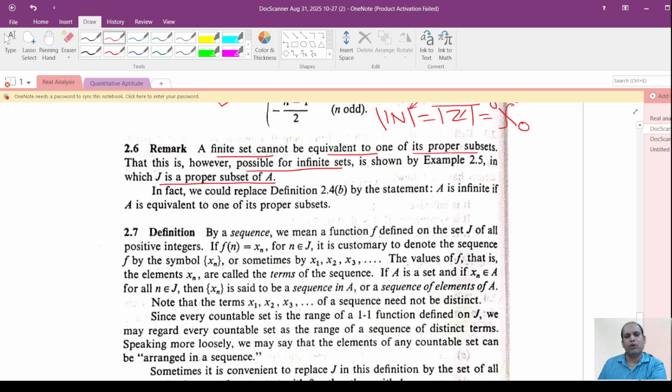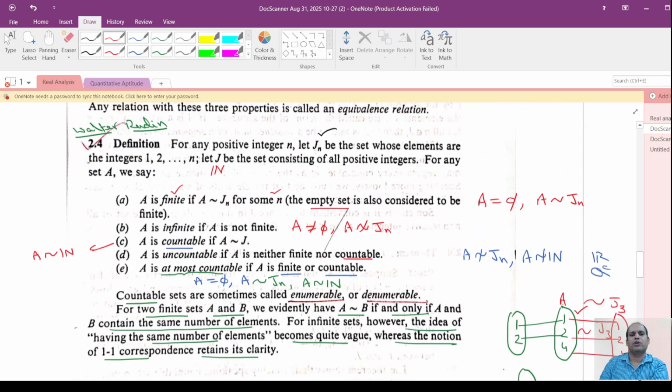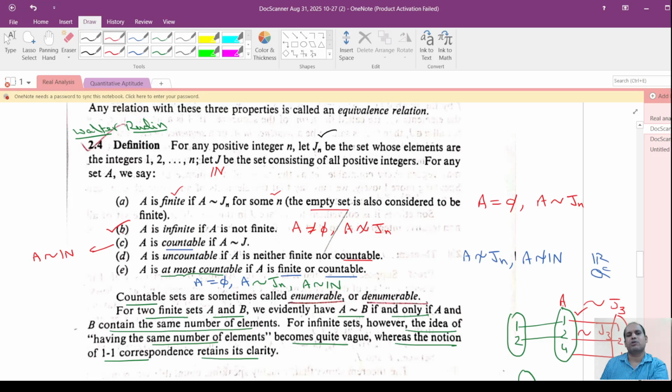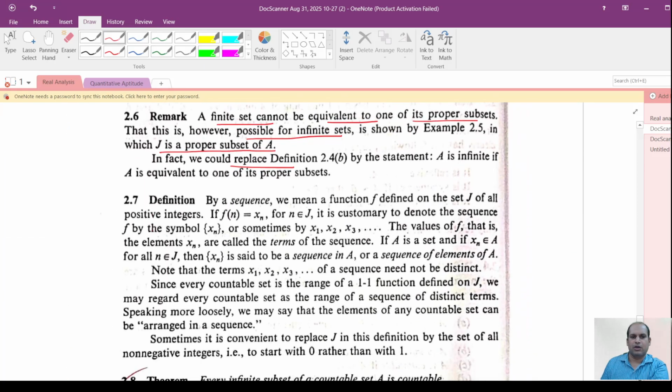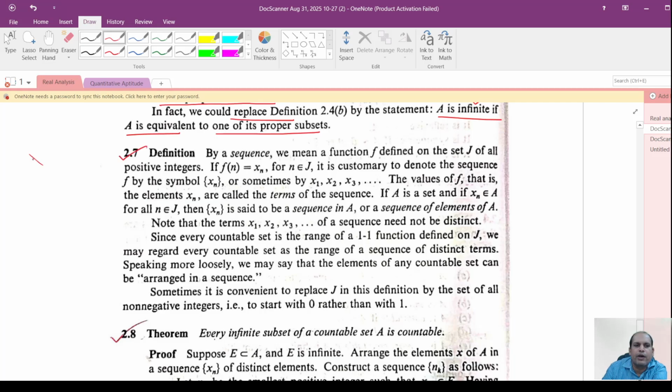So, in fact, we could replace definition 2.4b for an infinite set in terms of similarity, an equivalence condition between a set and its proper subset, which is written here, that is A is infinite if A is equivalent to one of its proper subsets. So, this is also another way to check the definition of an infinite set, whether a set is infinite or not.